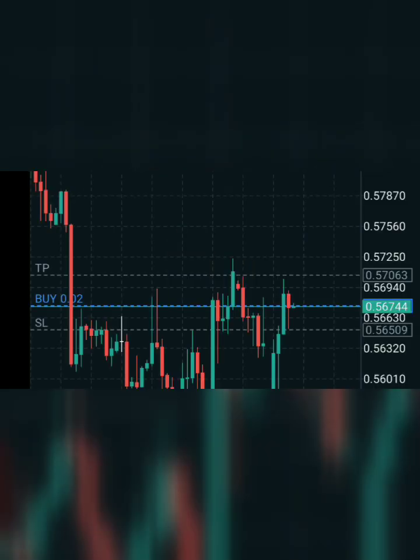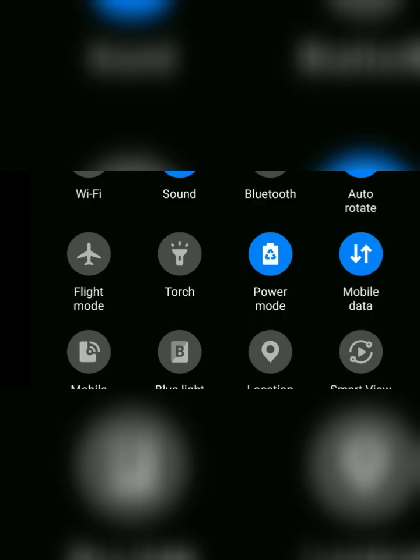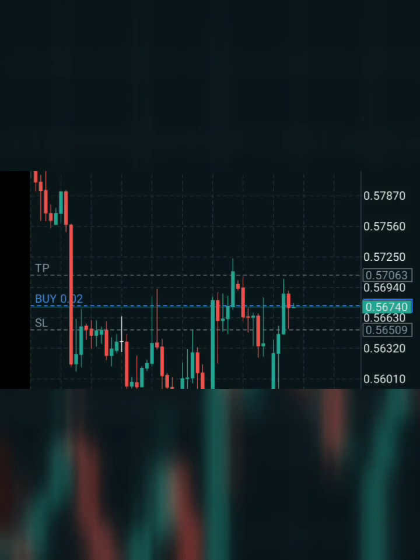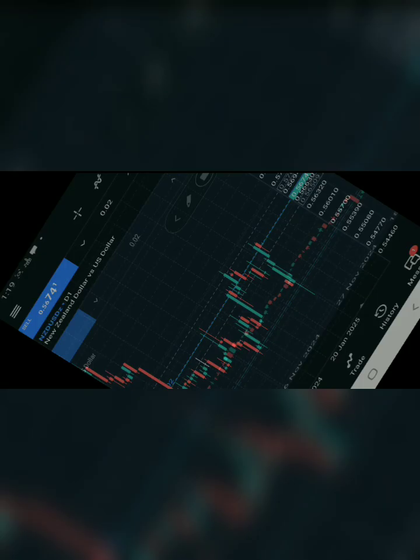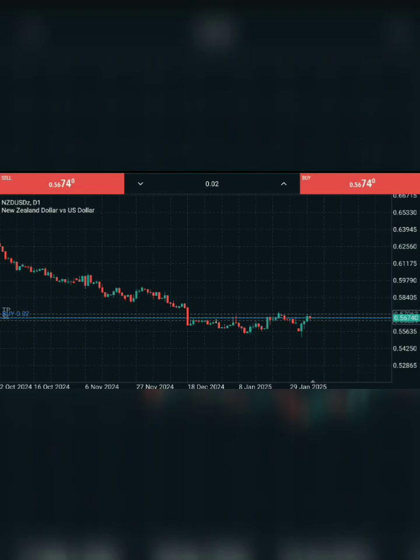Now, how to use trend lines. Let me quickly put this phone on auto rotate so that we can see these charts very clearly. Let's give it a few seconds. Good. So how can you use trend lines to trade forex markets in an easy way?